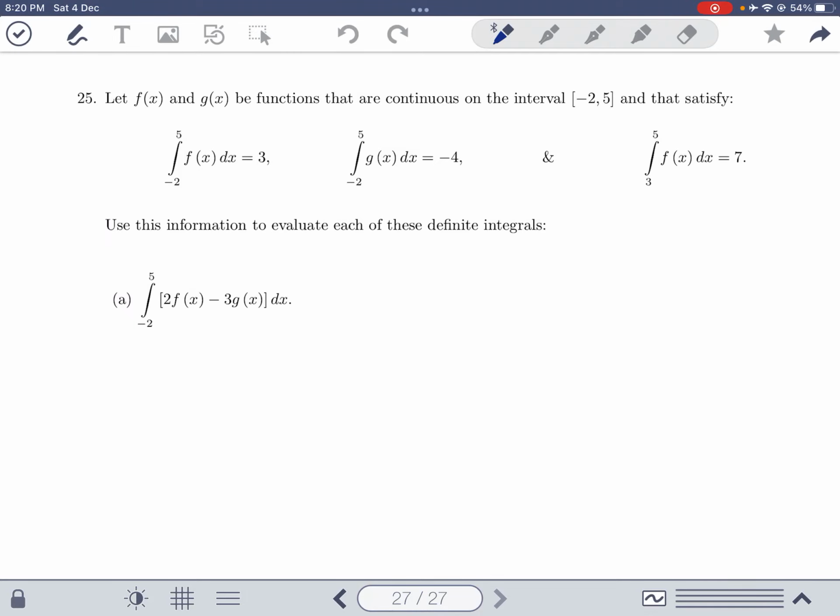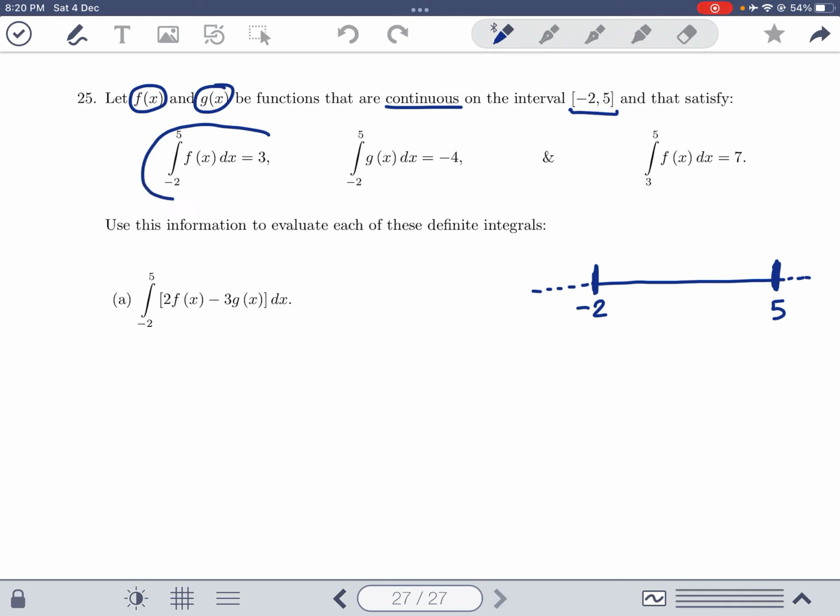Okay, in this question, you have two functions, f and g, and they are continuous on the interval -2 to 5. So the interval, always think of it, -2 to 5. Have it in the back of your head that our question is only confined to this interval. Don't think of anything below -2 or above 5. Okay, just concentrate here.